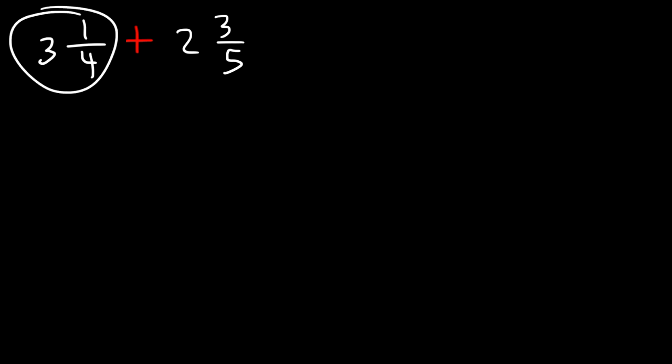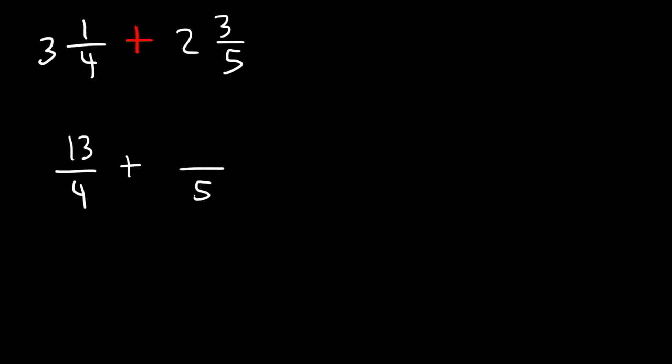Let's try another example. Go ahead and add these two mixed fractions. 3 1/4 plus 2 and let's say 3/5. So let's convert each mixed fraction into an improper fraction. Feel free to pause the video if you want to try it. So let's start with this one. We're going to have the same denominator of 4. 3 times 4 is 12, plus 1, that's 13. Now for the other one, it's going to be 2 times 5, which is 10, plus 3, that's also 13.